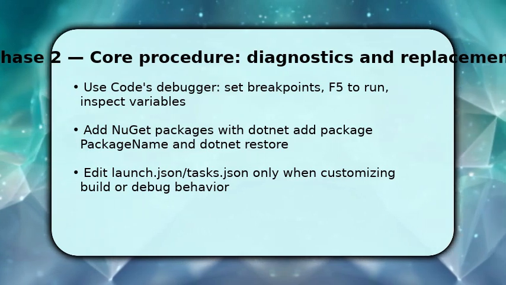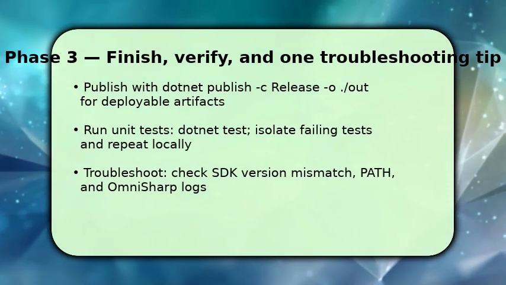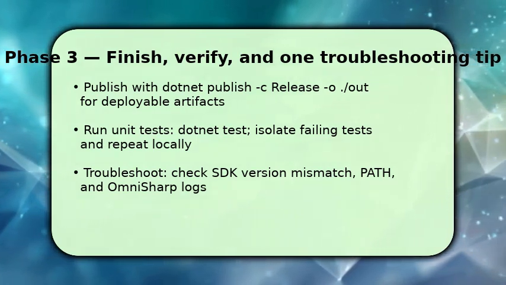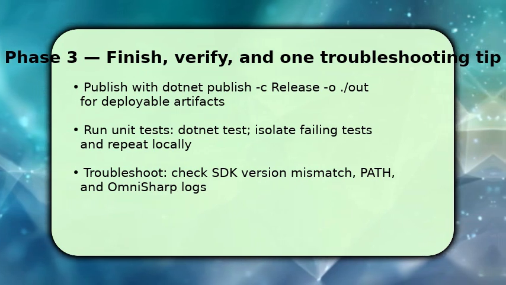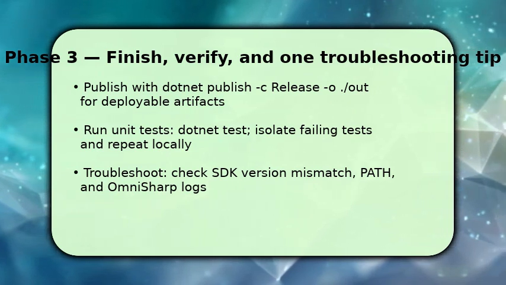To finish, build a release output with dotnet publish so you have deployable files. You should also write and run unit tests with dotnet test to validate behavior before shipping. Once published, run the artifacts from the out folder to confirm runtime expectations.